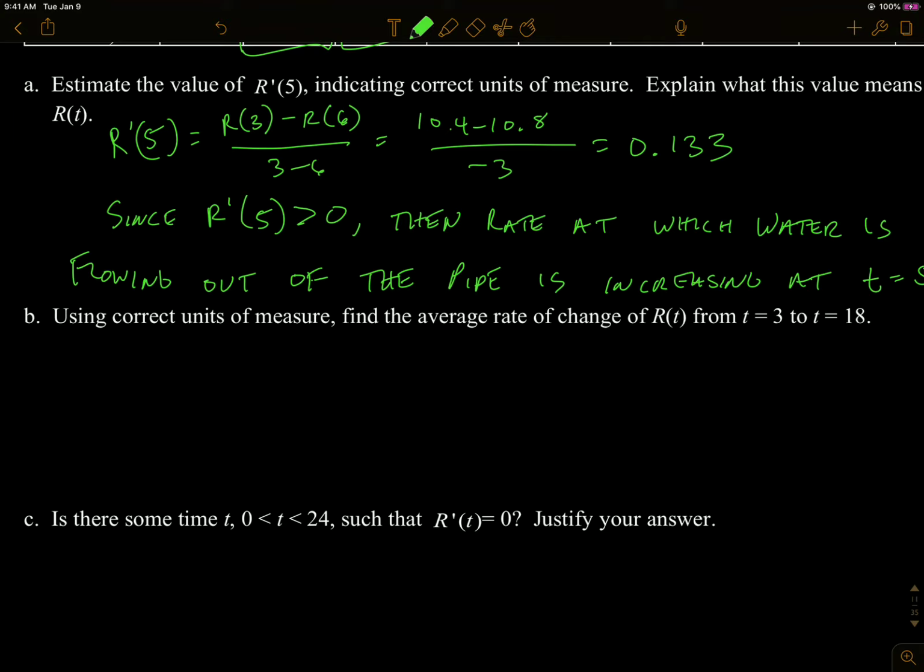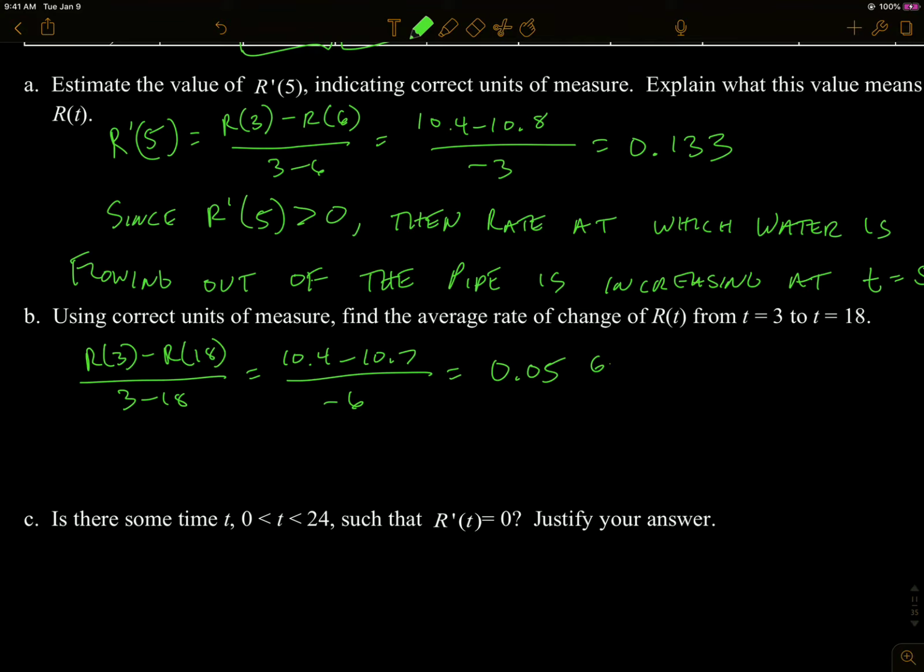Using correct units of measure, find the average rate of change of r of t from 3 to 18. So we're looking at really the average rate of change over an interval. So we're going to say r of 3 minus r of 18 over 3 minus 18. That's going to be 10.4 minus 10.7 over negative 6. So we're getting about 0.05. And that's our rate of change, and that's going to be in gallons per hour squared.